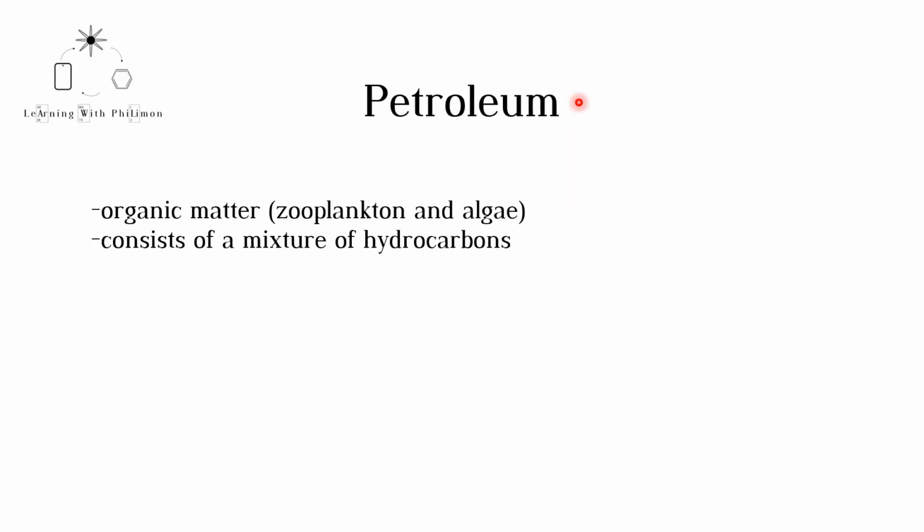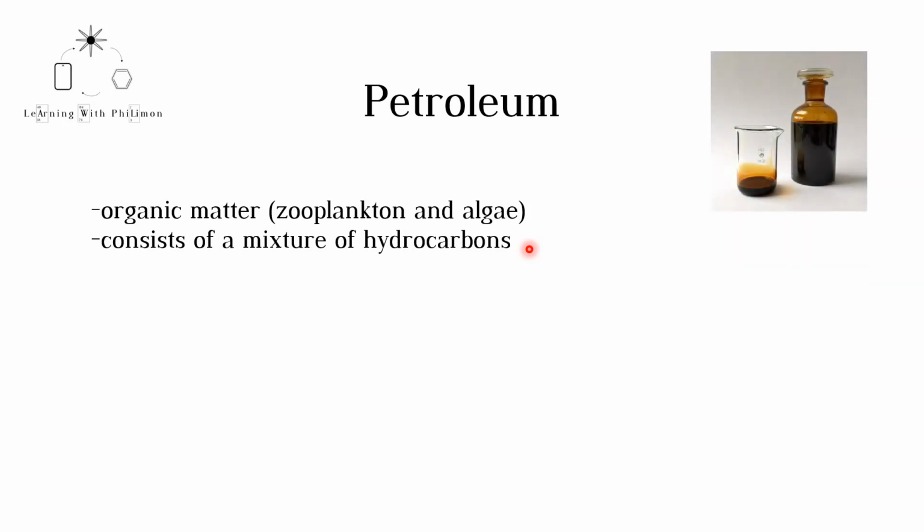Petroleum, or crude oil, like coal and natural gas, is formed from the application of heat and pressure on dead organisms buried underneath sedimentary rock. Petroleum consists mainly of a mixture of hydrocarbons. Remember that hydrocarbons are compounds that contain only carbon and hydrogen atoms. As seen in the picture, petroleum is a dark liquid. Before use, the different hydrocarbons in petroleum are separated by fractional distillation. In this video, we will only focus on the alkanes present in petroleum.